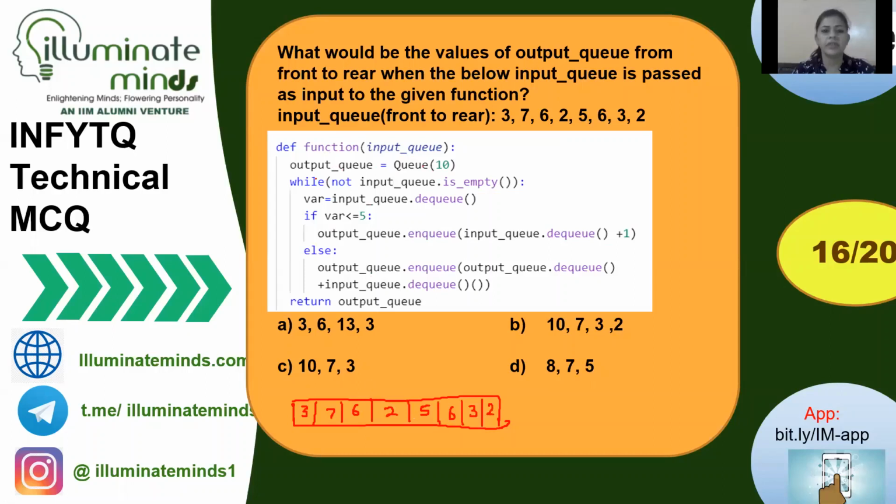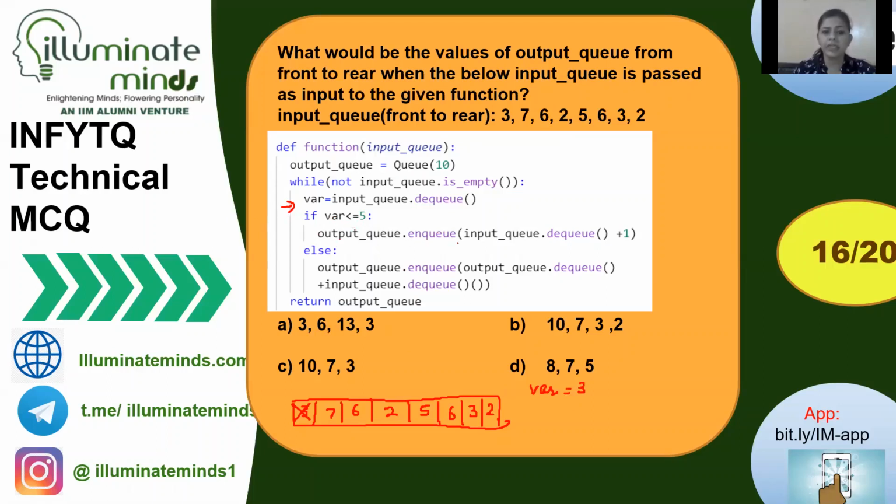Now let's have a look at the function. They are creating one empty Q, output underscore Q. Then we have a while loop, not input underscore Q is empty. So till the moment this input Q is not empty, we will keep on executing the while loop. First thing, var equals to input underscore Q dot DQ. This will DQ the first value, which is 3. It is DQ'd and this value is assigned to the variable. It is 3. The condition is checked. If var less than equals to 5, yes, this is true.